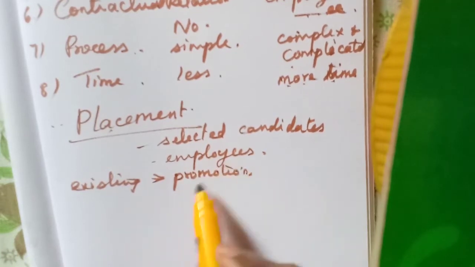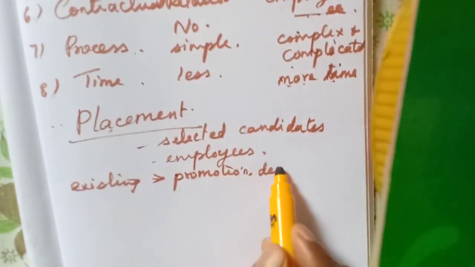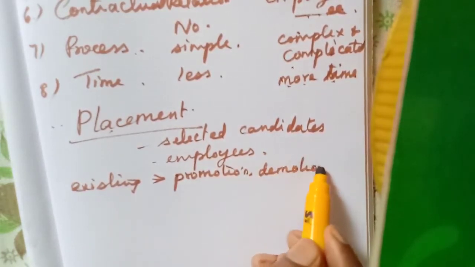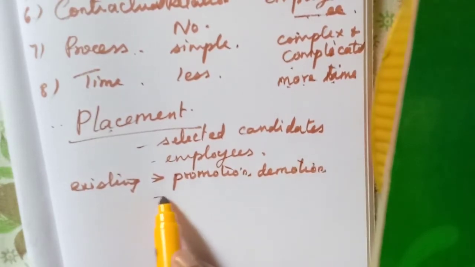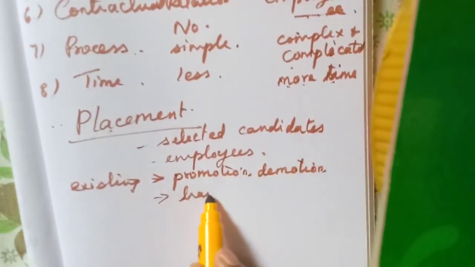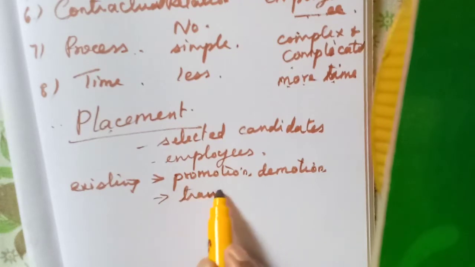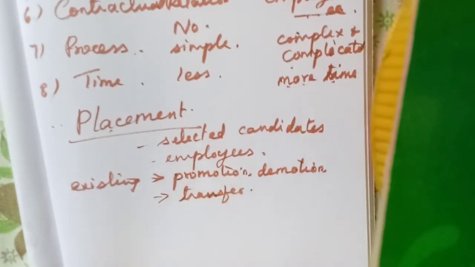Either promotion. What is the opposite of promotion? Demotion. They will be given a lower level job. Or transfer. From one department to another department they can transfer. So that is called placement.